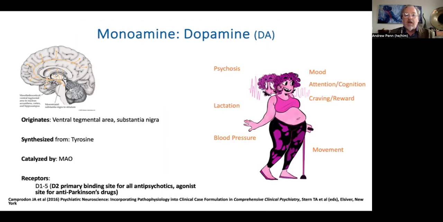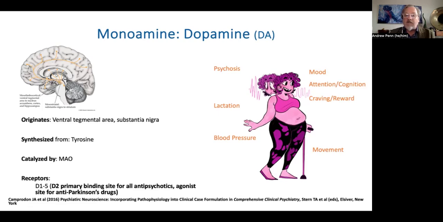Let's talk about another amine, another monoamine, dopamine. Certainly getting a lot of press these days. It seems like everyone's talking about dopamine. Dopamine originates from central areas of the brain, the ventral tegmental area and also the substantia nigra. It's made from tyrosine, and it's broken down by monoamine oxidase. So there's that word again, amine. Monoamine oxidase is the oxidizing enzyme which breaks down all of these monoamines.